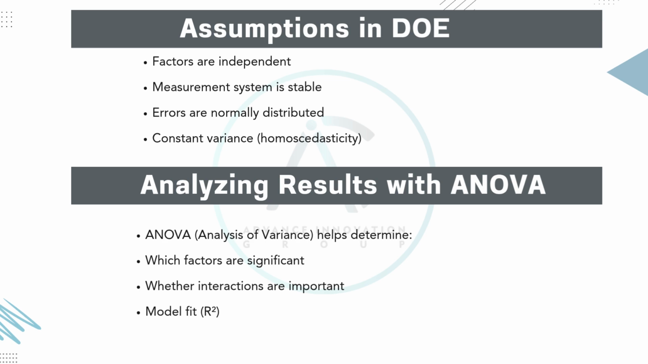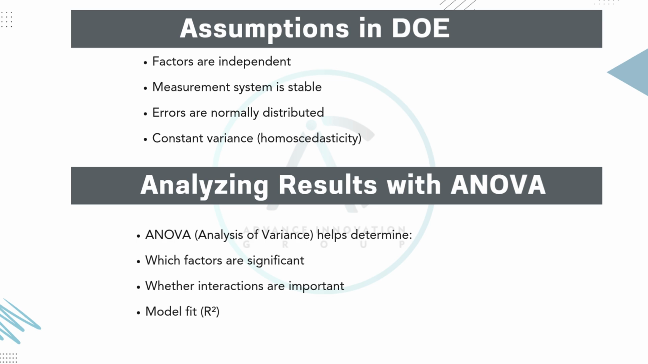Once the experiment is complete, we analyze the results using ANOVA, which stands for Analysis of Variance. ANOVA helps us identify which factors have a significant effect on the response. It also tells us whether interactions between factors are important. Additionally, ANOVA provides a measure of how well our model fits the data, typically expressed as R². Understanding these assumptions and the role of ANOVA is crucial for drawing valid conclusions from our experiments and for optimizing the process effectively.